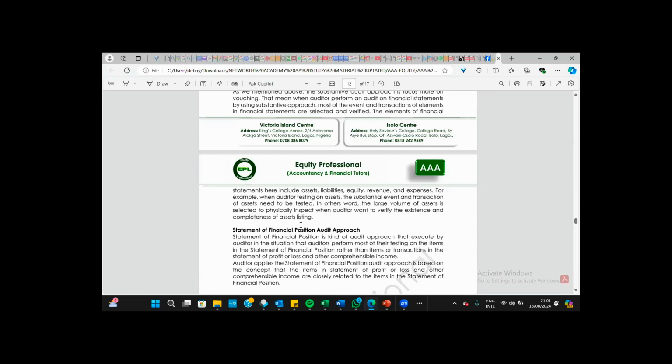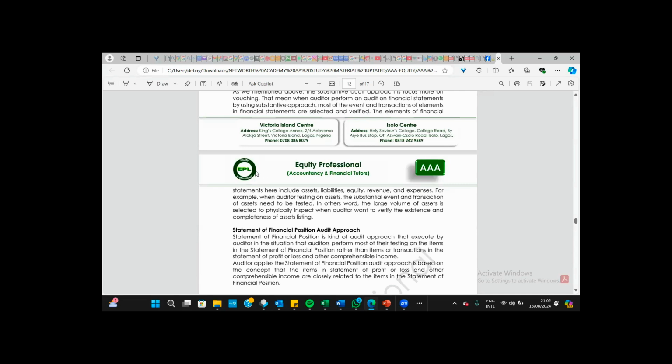So what that implies is that when you're using this statement of financial position audit approach, the auditor will focus more on the statement of financial position. That is, we look at the assets, we look at the liabilities, we look at the equity, and from there we can tell whether the company is meeting up with their performance in terms of growth or whether they are declining as an organization. That is called the statement of financial position.